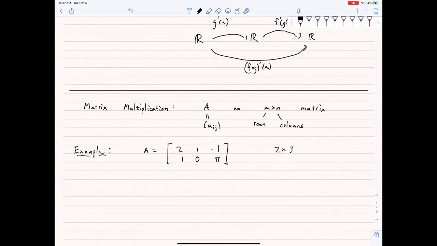And if I wanted to say, what is a 2, 2? Well, that's the entry in the second row in the second column. So here's the second row, here's the second column. It's this entry here. So it's 0. Okay, makes sense?